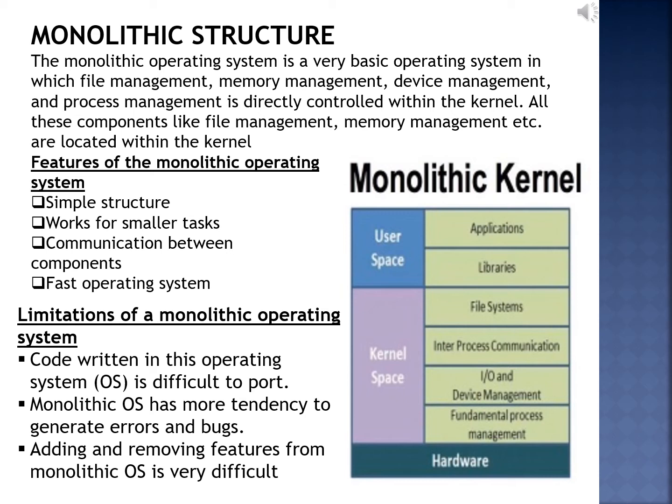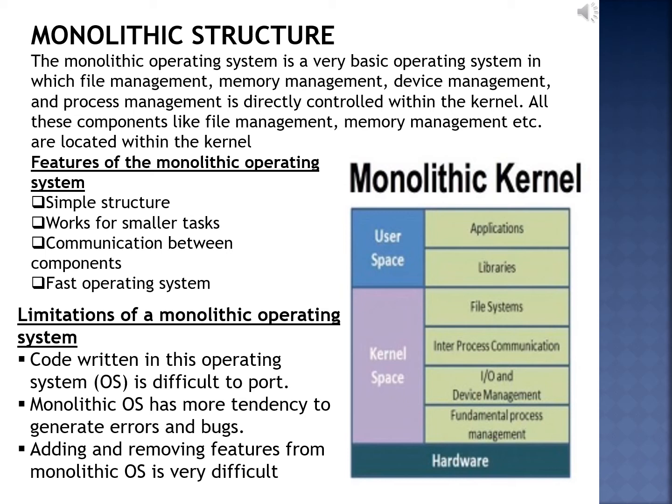Now, what are the limitations of a monolithic operating system? Code written in this operating system is difficult to port. Monolithic operating system has more tendency to generate errors and bugs. The reason is that user processes use the same address location as the kernel. Adding and removing features from a monolithic operating system is very difficult. All the code needs to be rewritten and recompiled to add or remove any feature.